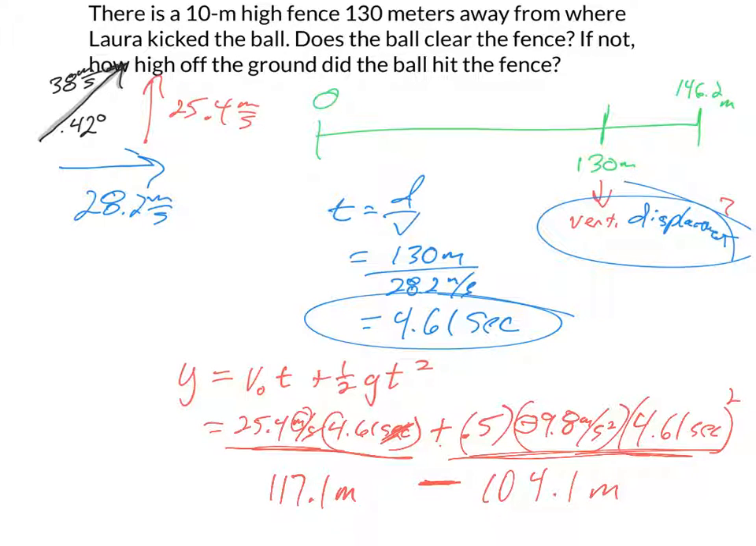So 117.1 minus that answer, and I get a change of y of 12.96 meters, which is like 13 meters. The fence was 10 meters high, so it is going to go over the fence.